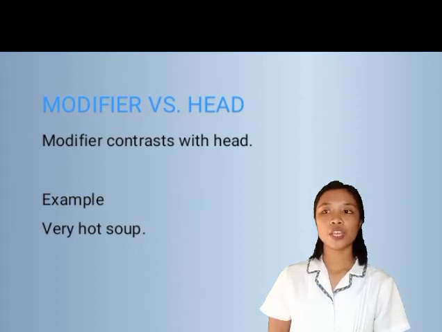Let's now differentiate the modifier from a head. Modifier contrasts with head. If a word or phrase in a construction is its head, it cannot simultaneously be a modifier in that construction. But an adjective, for example, may be head of one phrase and simultaneously a modifier in a different phrase.